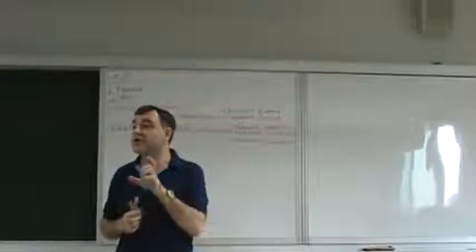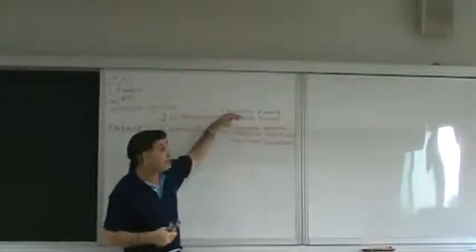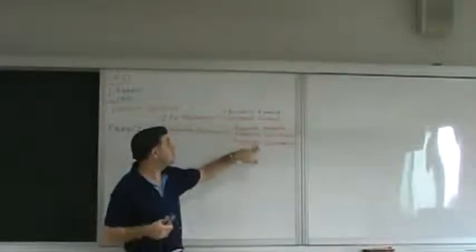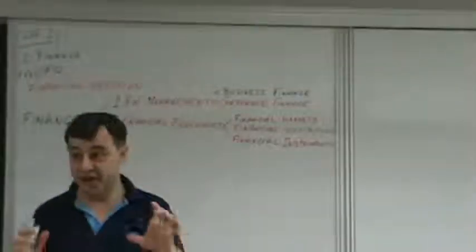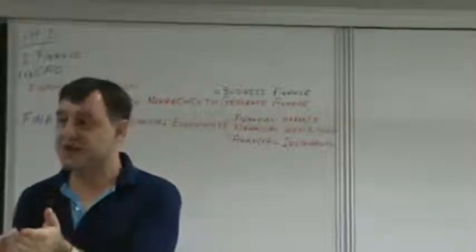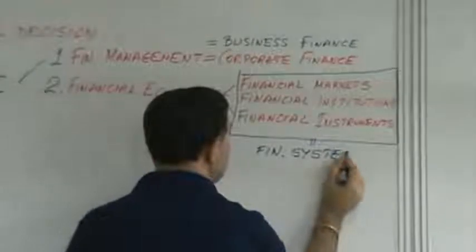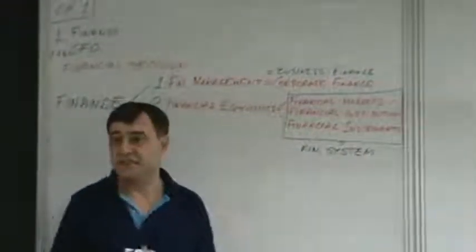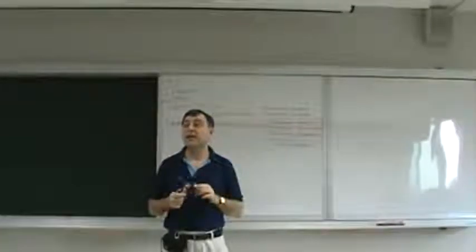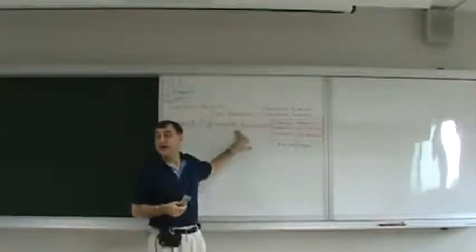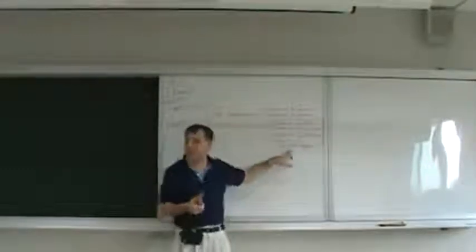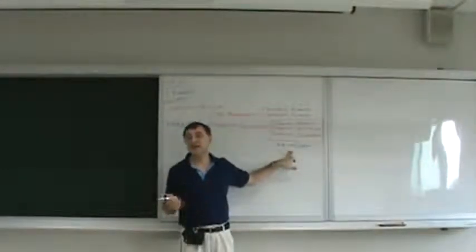All right, continuing the explanation now. The three together, financial markets, financial institutions, and financial instruments, are called jointly the financial system. We call this the financial system. And now we define financial economics as simply the subject which studies the financial system.